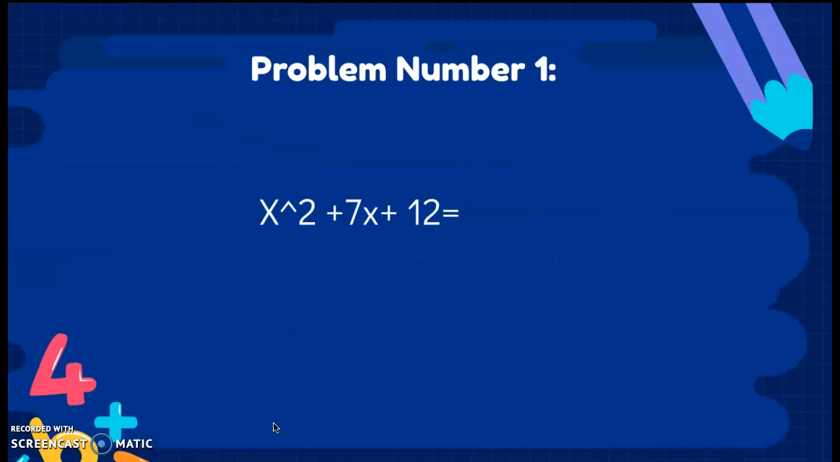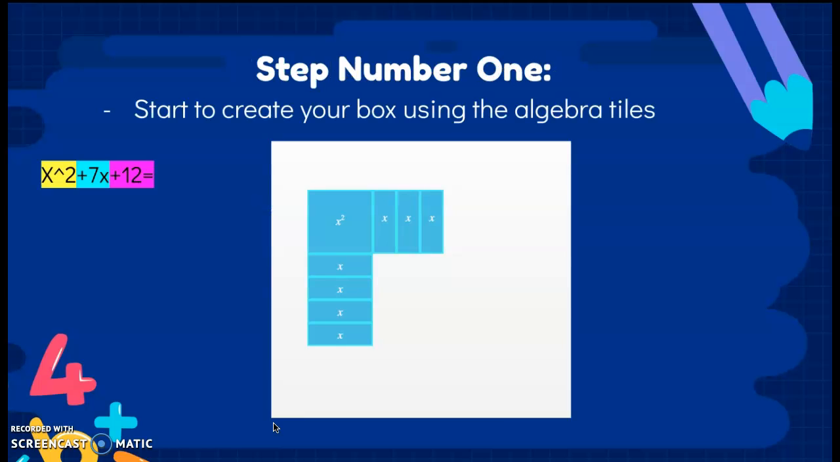For problem number 1, we have x squared plus 7x plus 12. So with step number 1, you want to start to create your box using the algebra tiles. We can see that the equation has x squared plus 7x plus 12. We put the x squared tile at the top left and add 4x tiles and 3x tiles on the sides of it. So here at the bottom of the x squared tile, we have 1, 2, 3, 4, and then on the right side we have 1, 2, 3. So when you add 4 and 3, you get this middle number highlighted in blue. It's 7x, and that's how you find the sides of it.